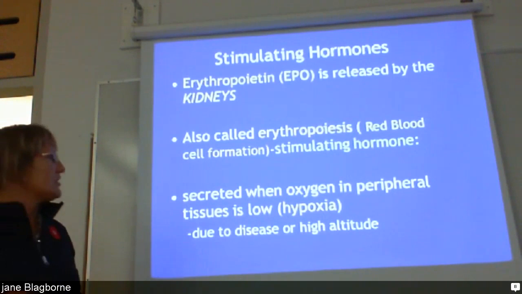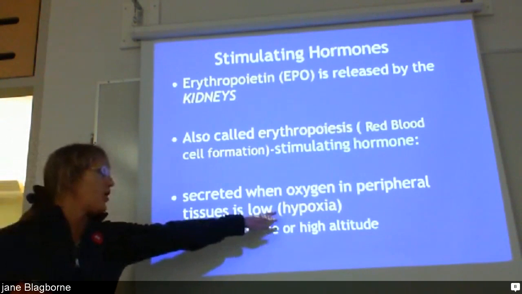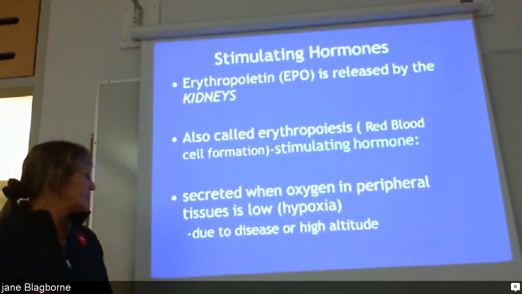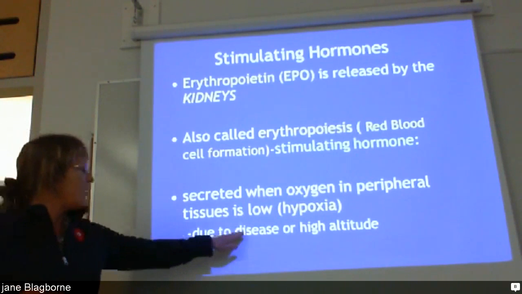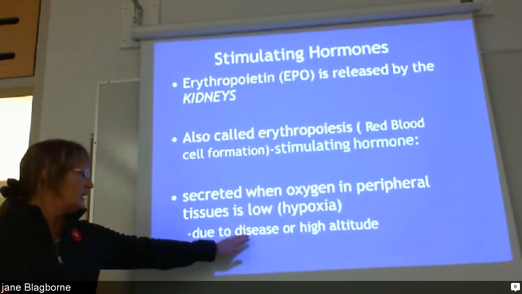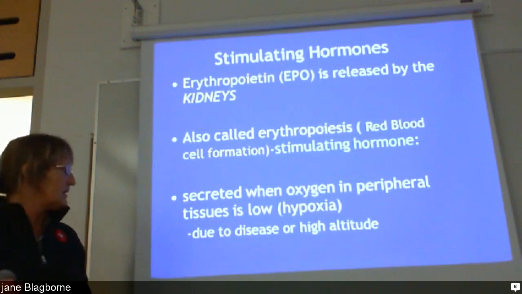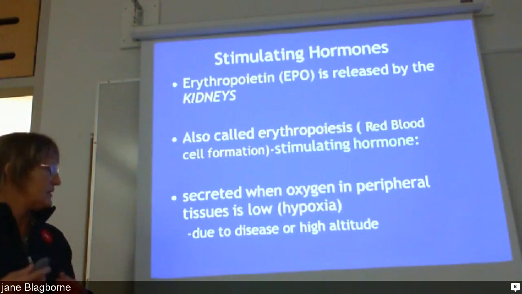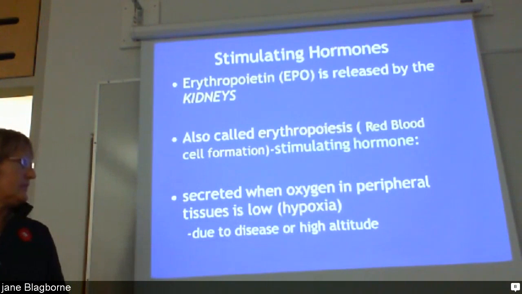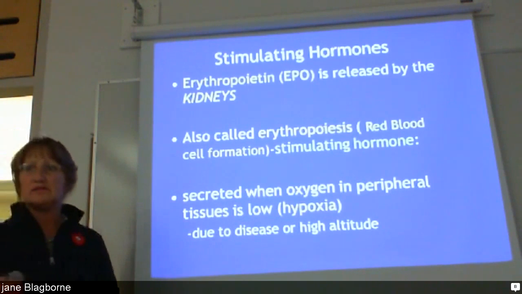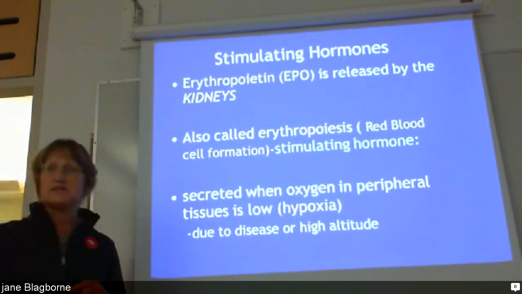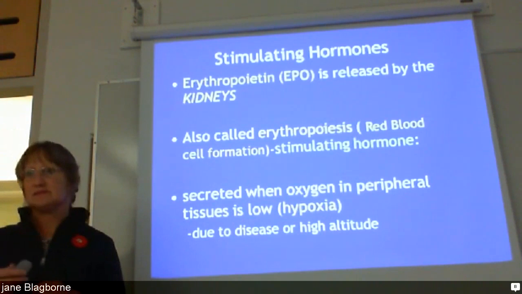So it's secreted when the oxygen in the peripheral tissues is low, hypoxia. You'll see that word a lot. The hypoxia can be due to disease, like chronic obstructive lung disease, COPD, asthma, any of those diseases where the lungs are being damaged or not able to breathe properly, or high altitude. If you grow up at a high altitude where the oxygen level is lower, your body adjusts to it and creates more red blood.